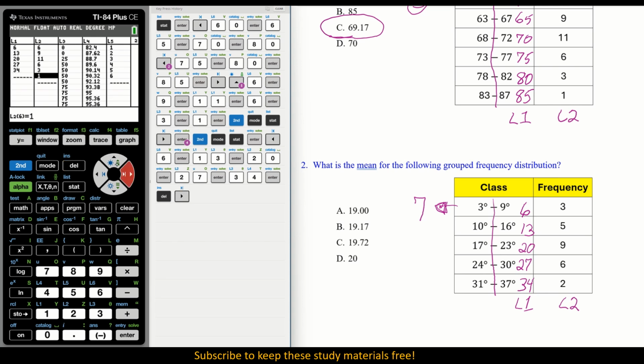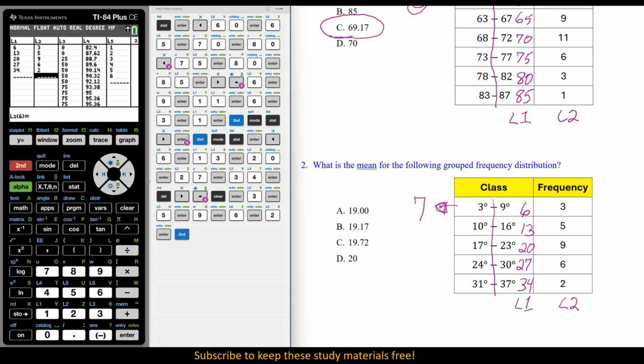Then you go over. Let's just clear that out. So I'm going to highlight L2 and push clear and enter. That way it's all ready for us. So 3, then 5, then 9, then 6, and then 2. And yes, that is correct.